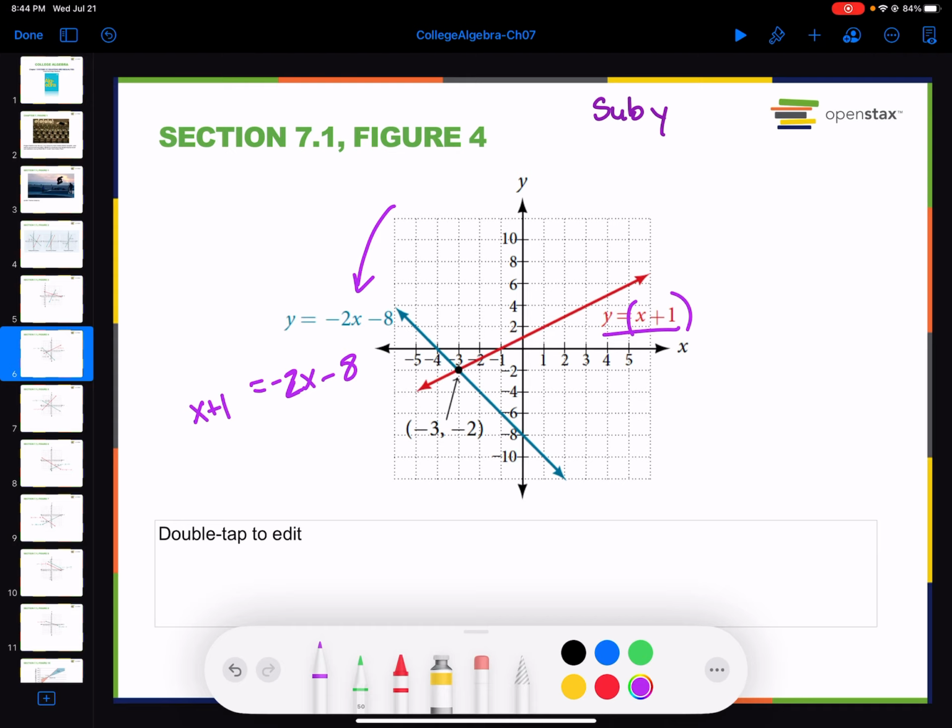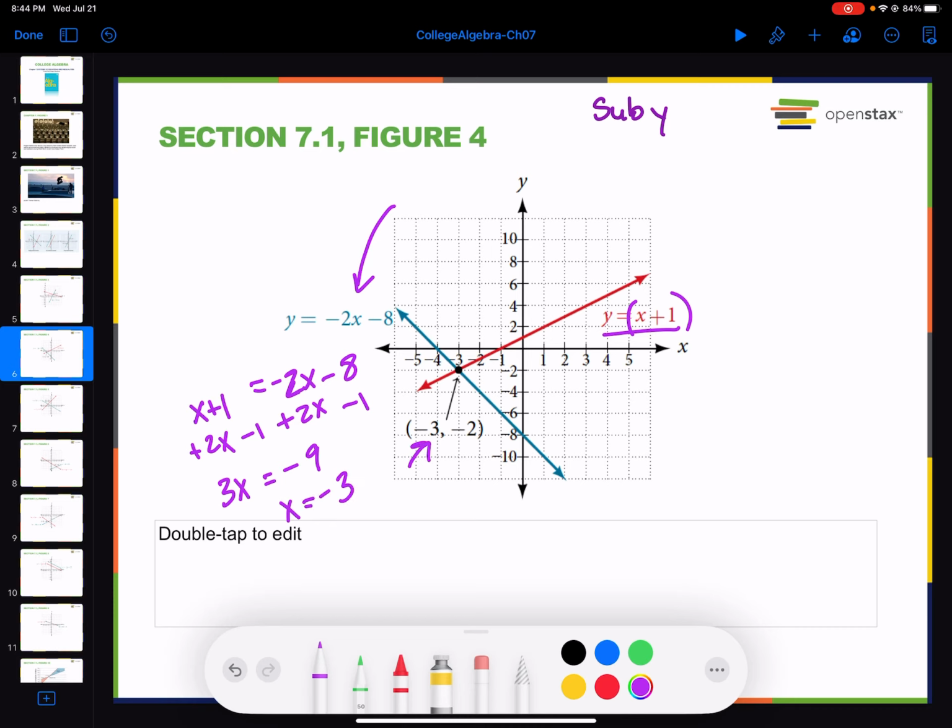Thinking ahead, we would like to get a positive x, so let's go ahead and add 2x to both sides. It's going to give us 3x, and then we can subtract 1 from both sides. So 3x equals -9, or x equals -3.